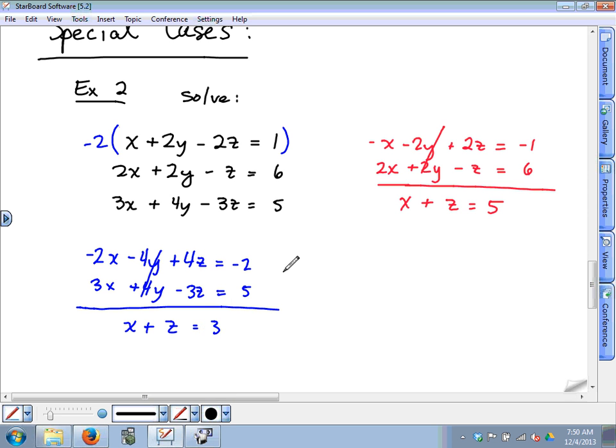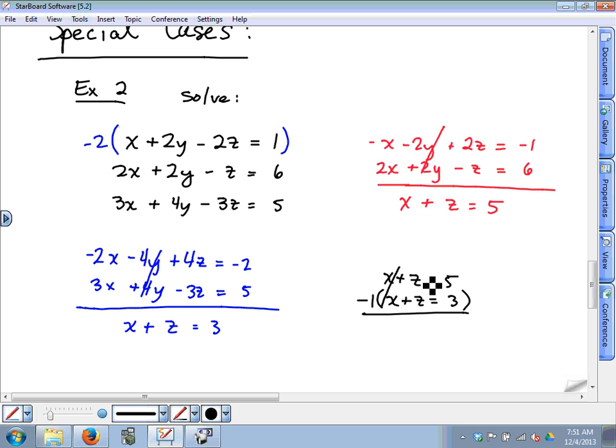What you would normally do at this point, if we didn't have in mind that this was going to be a special case, is take this equation and try to eliminate another variable. So we have x plus z equals 5. Here we have x plus z equals 3. Normally you would try to eliminate one of the variables now. At this second step, you could eliminate z if you wanted. I can multiply the bottom one by -1.